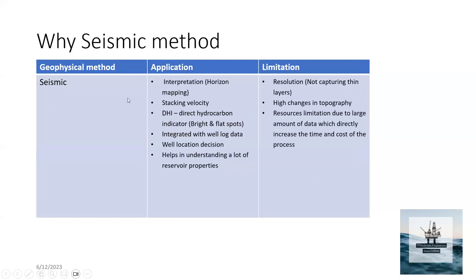So if we now go to seismic, on the seismic section you can do interpretation. You can acquire the stacking velocity values. You can detect DHI, direct hydrocarbon indicators. We will explain what a direct hydrocarbon indicator is on the third day. Integrate with well log data. Also, the well location decision is done on the seismic section. It helps in understanding a lot of reservoir properties. As for limitations of the seismic method, one of them might be that, to some extent, seismic is limited for very thin layers.